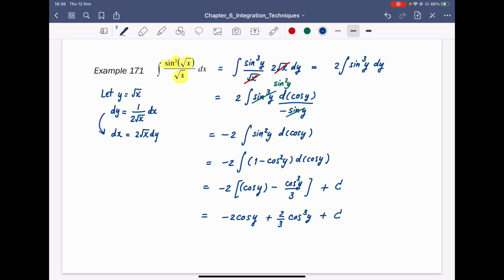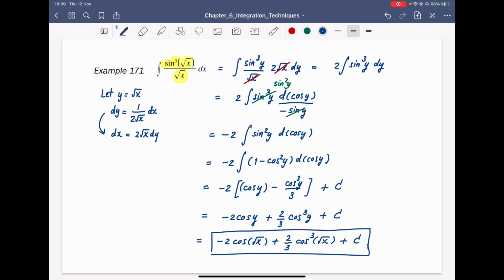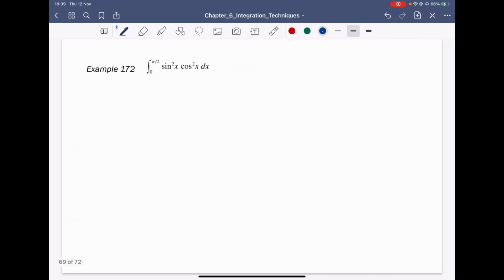Well, do not forget that you already did a substitution on the first step. So my answer must be in terms of x. So I'm going to have negative 2 times cosine of square root x plus 2 over 3 cosine cube of square root x plus c. All right, and that is the final answer. Looks good, right? All right, we're going to move to the next example, example 172.